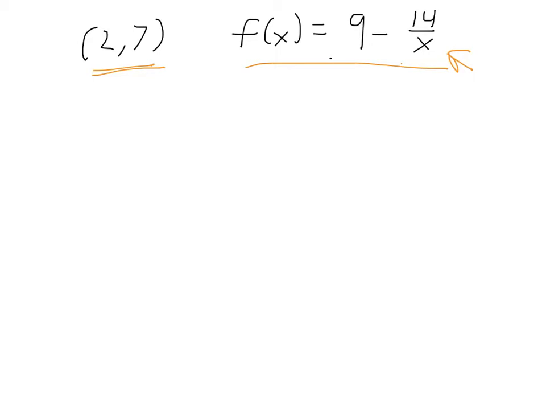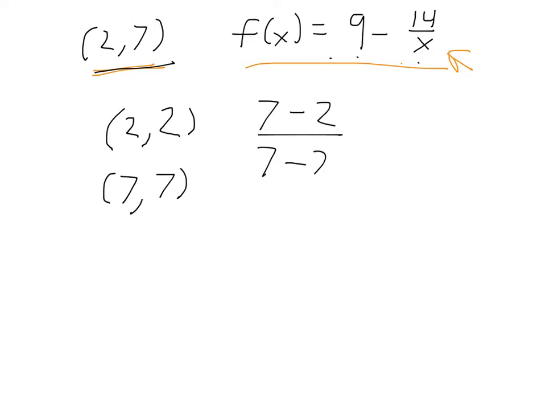So we plug 2 into the function, and that is just 9 minus 14 over 2, which is 9 minus 7, or 2. And we plug 7 into the function, and that's going to be 9 minus 14 over 7, which is going to be 7. The average slope over the interval 2 to 7 then is found by 7 minus 2 divided by 7 minus 2, which is 1. The mean value theorem says somewhere between 2 and 7 on this function, the slope has to equal the average slope, which is 1.